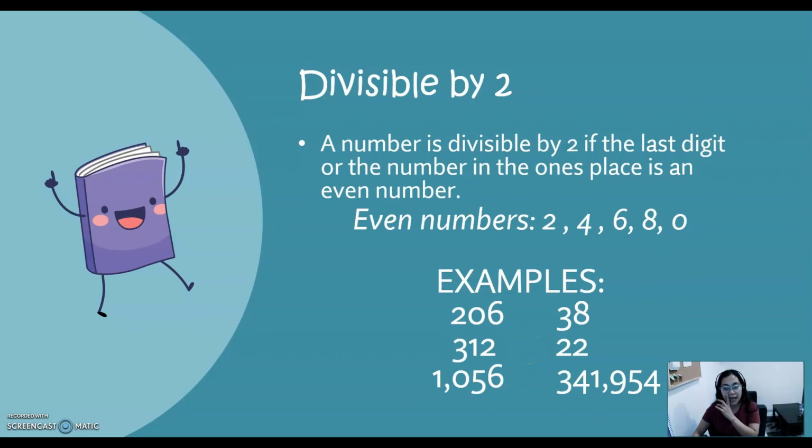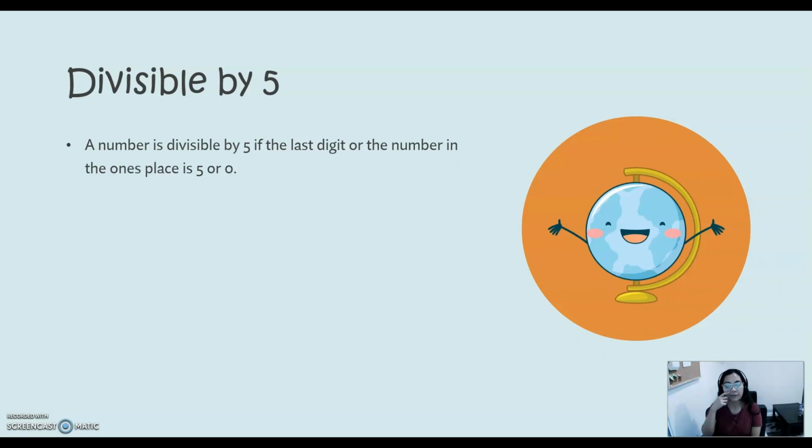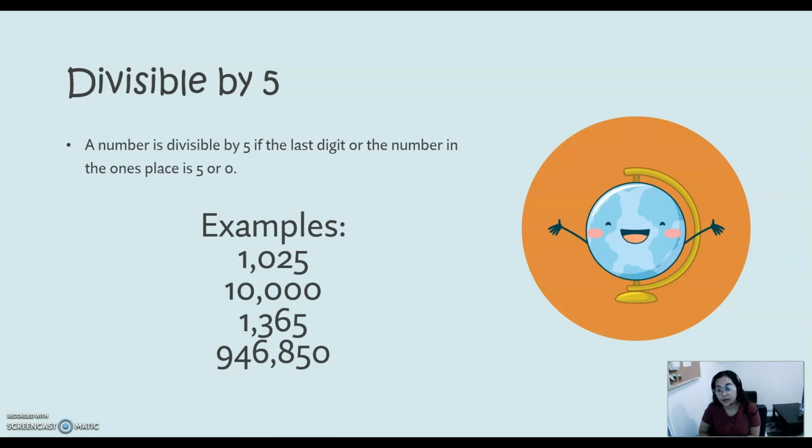As you can see, the numbers in the ones place of the given examples are all even numbers. So, without us having to divide these numbers, we can already say that these numbers are divisible by 2. Next is divisible by 5. A number is divisible by 5 if the last digit, or the number in the ones place, is 5 or 0.